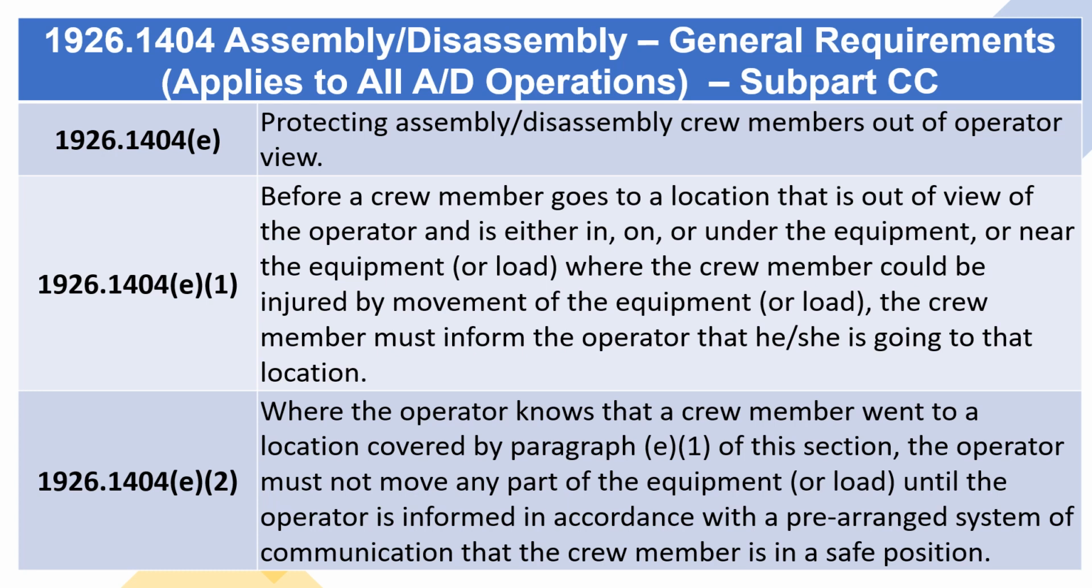1926.1404(e)(2). Where the operator knows that a crew member went to a location covered by paragraph (e)(1) of this section, the operator must not move any part of the equipment or load until the operator is informed in accordance with a prearranged system of communication that the crew member is in a safe position.